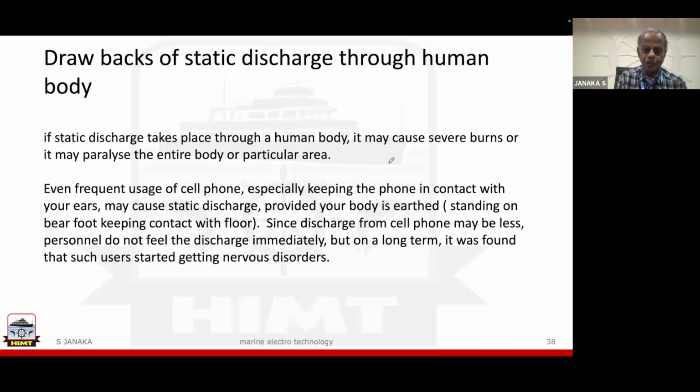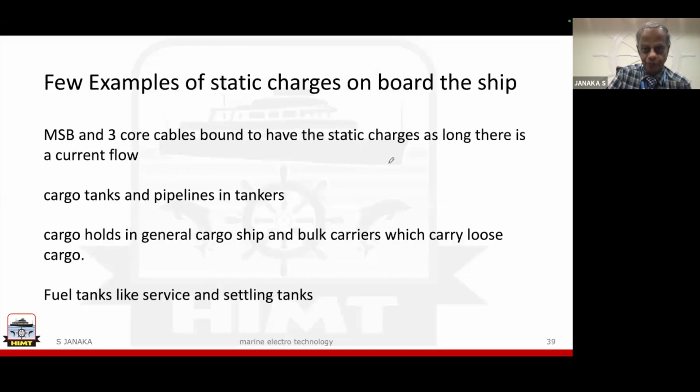affected. Please be careful. My sincere request, even though I'm talking about marine electrotechnology, the cell phone is also equally important. People are using it frequently on board the ship also. One more request, for the general public: don't give the cell phone to your children who are with a bare body, crawling on the floor, etc. This discharge will take place through the body. They cannot withstand it. You can withstand because you have some body resistance. Kindly follow the safety.